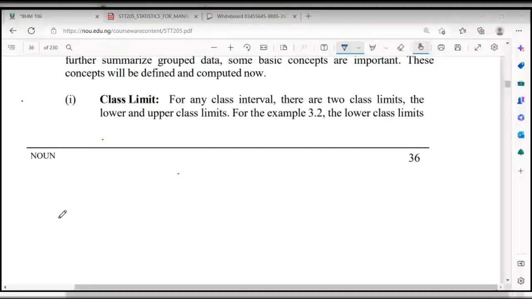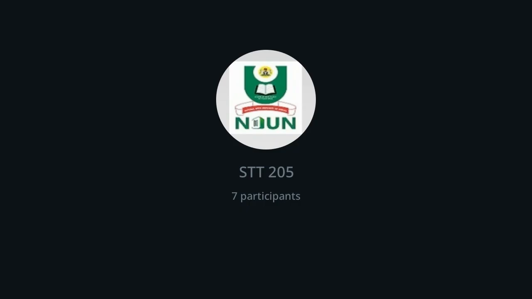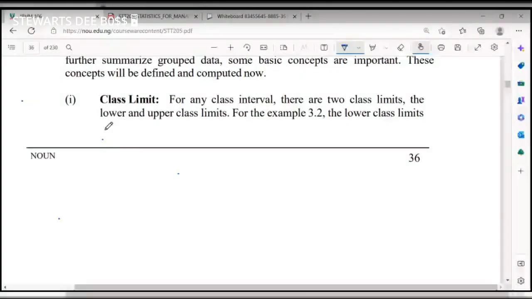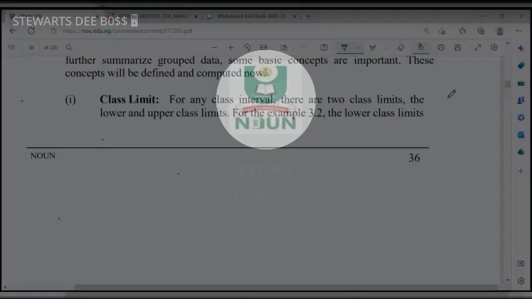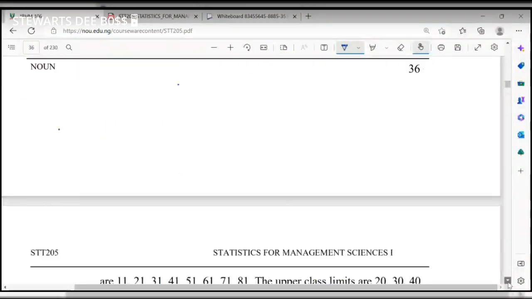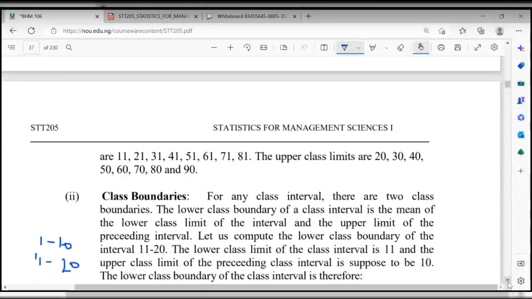Yes, class limit is just like the two ends of the interval. The bigger value is the upper class limit. The lower value is the lower class limit. So if you have 50 to 59 as an interval, 50 is the lower class limit, while 59 is the upper class limit. This one does not need any calculation, just for you to know which one is the smaller and which one is the bigger in the interval.